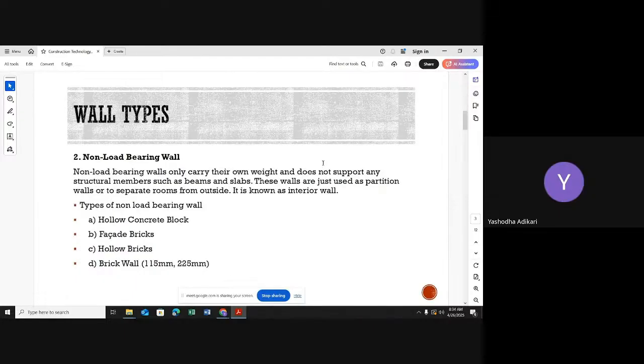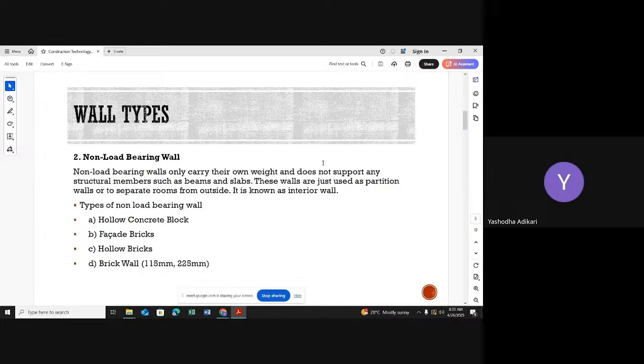Non-load bearing walls. These non-load bearing walls are different from load bearing walls. The main difference between these two is that a load bearing wall helps transfer the load. It bears the building load. But non-load bearing walls do not give any support to transfer the load onto the foundation. They do not help bear the load. Right? That is the main difference between load bearing walls and non-load bearing walls.